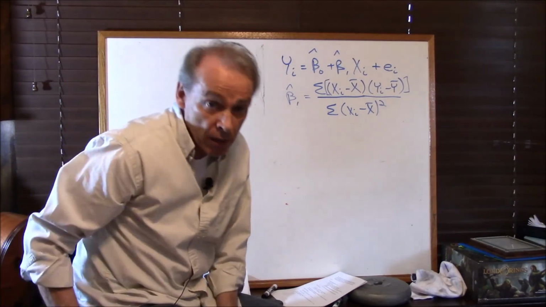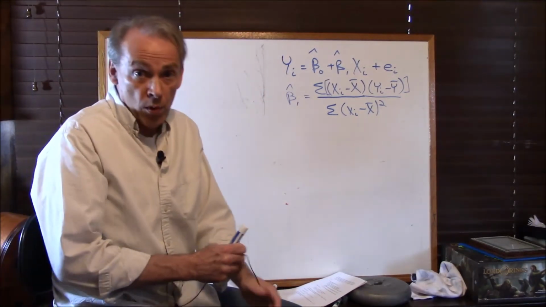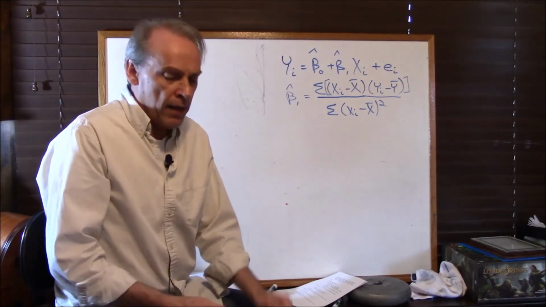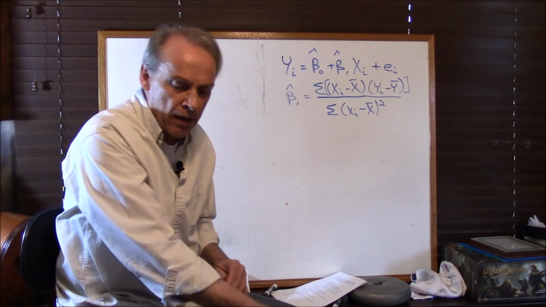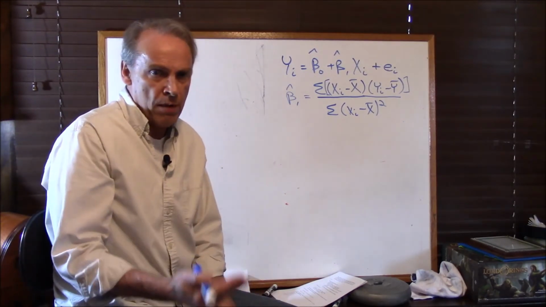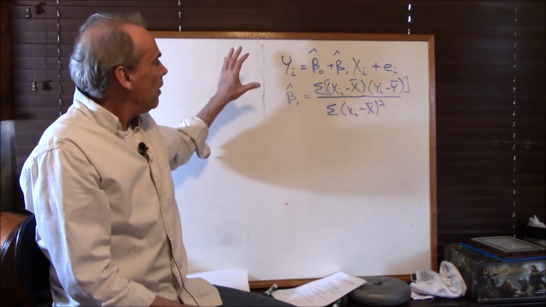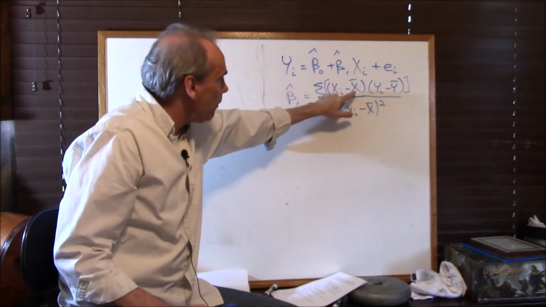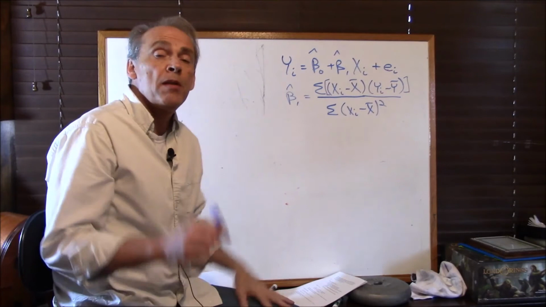But you'll never have to do it yourself because the computer does it for you. But you need to see where it got it. You need to feel confident that, oh yeah, this method does work. All right, so this is the solution for beta hat sub 1. First of all, an x with a bar over it means the average x.